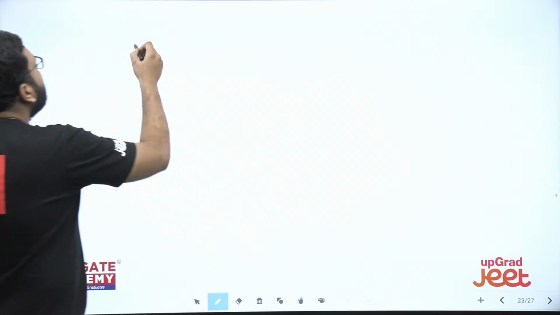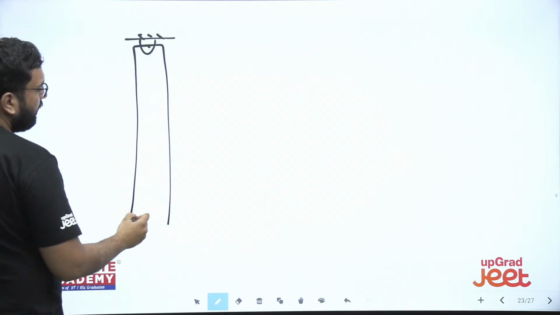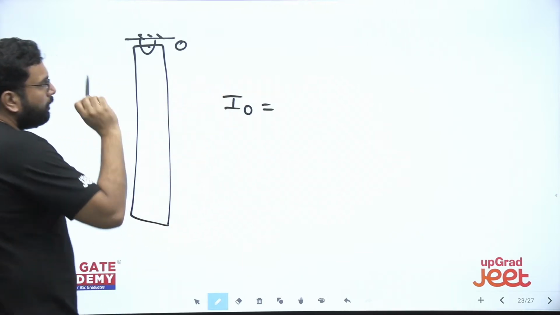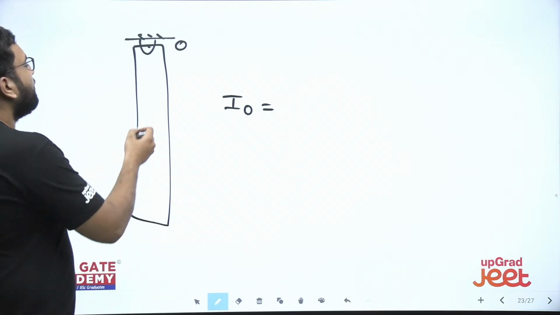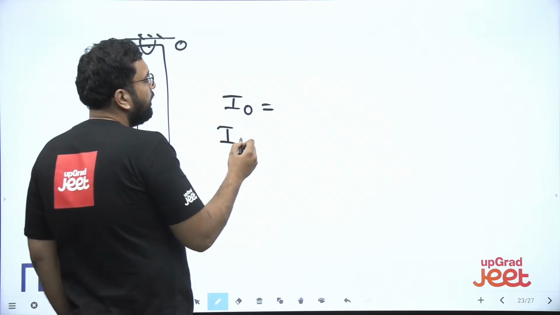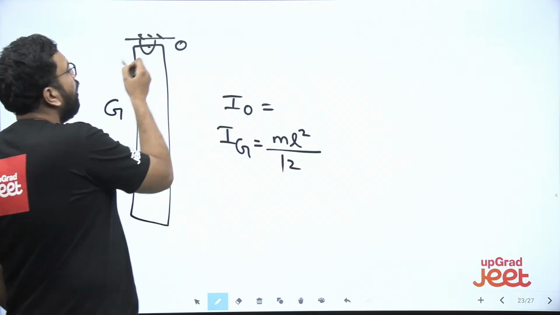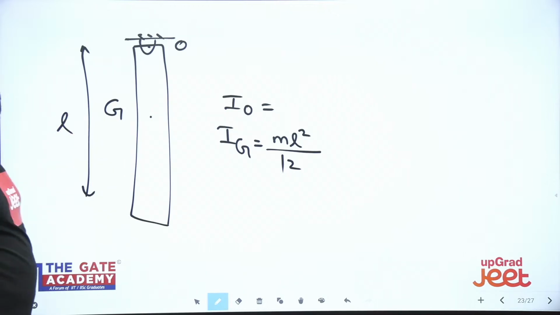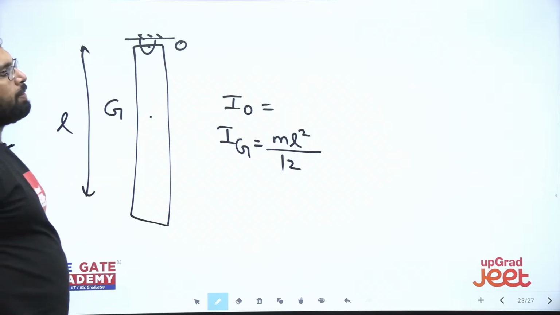Now if we have a rod like this, we want to find this I naught. If this is uniformly distributed, we have G at the center. What is the moment of inertia about G? This is your standard formula. If the length of this rod is L and the mass of this rod is M, then Ig is equal to mL square by 12.